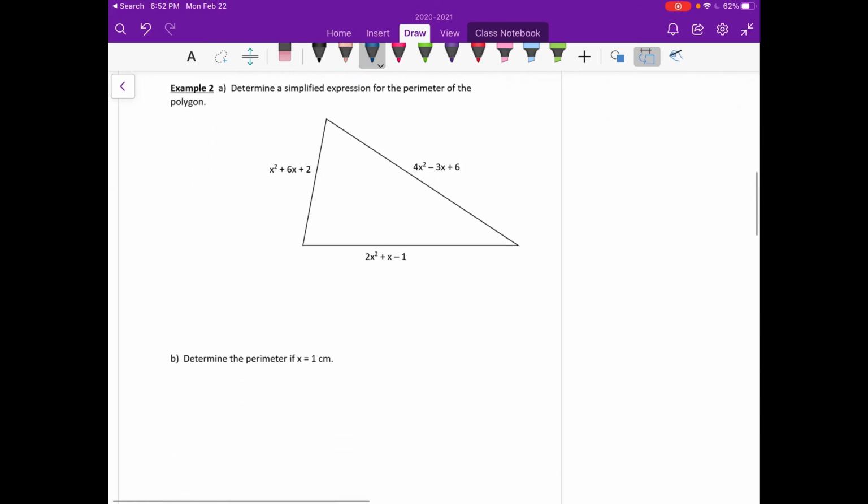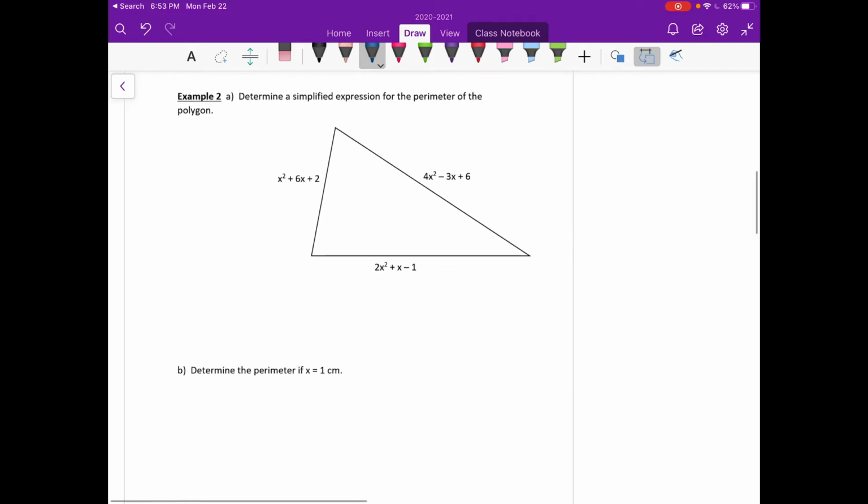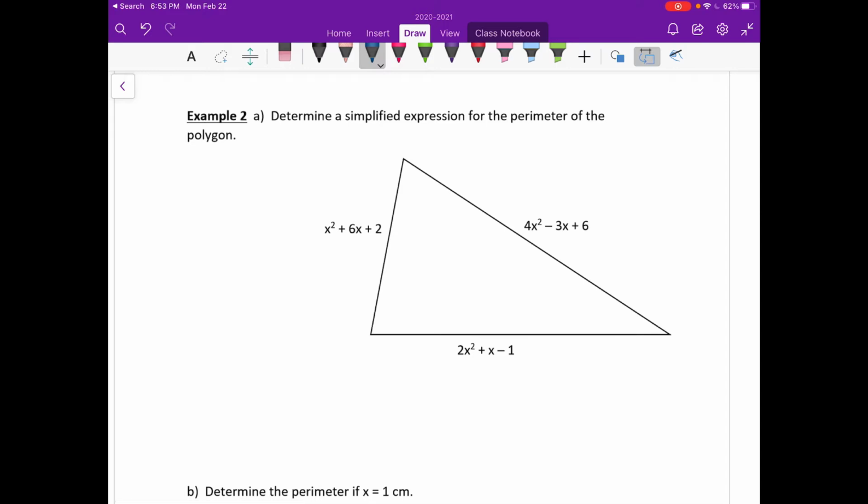All right, so it says determine a simplified expression for the perimeter of the polygon. So a few things that we need to remember here is what is the equation for perimeter, right? And what do we need to do to find that, right? So I'm just going to go in here and I'm going to put in what is the equation for perimeter. Perimeter is always equal to, I'm just going to go label these as side A. I'm going to label this as side B. Right, and I'm going to label this one over here in green as side C.